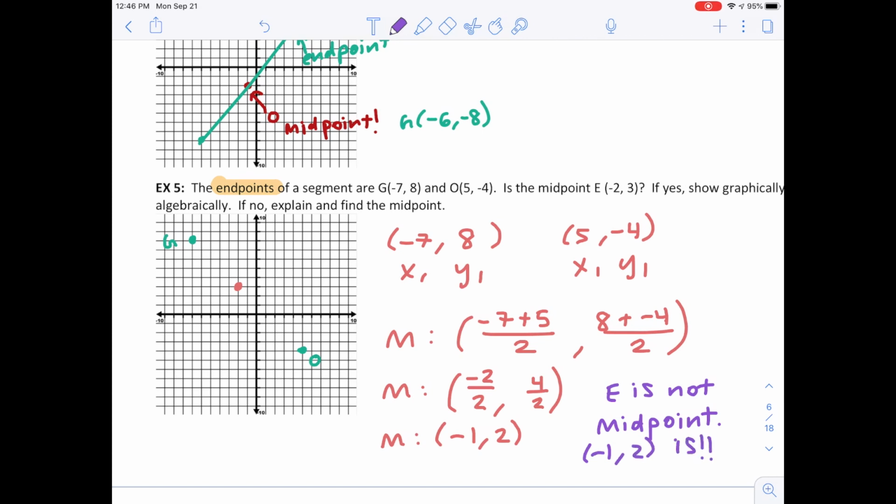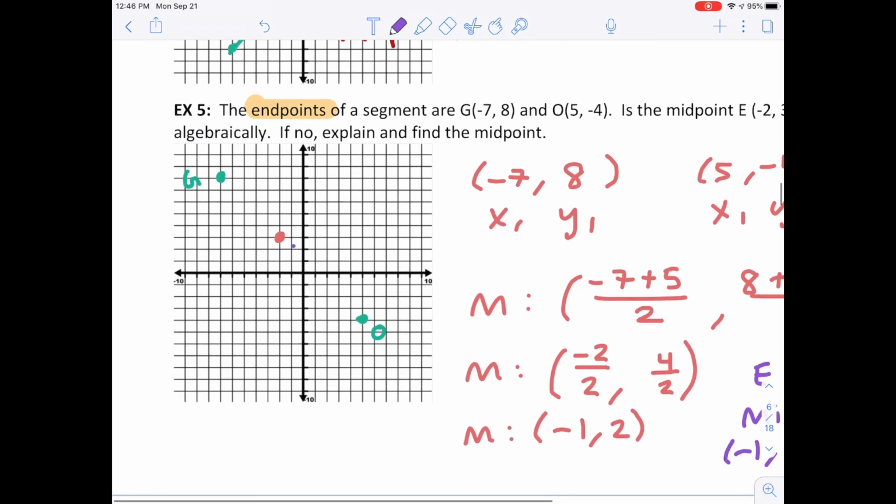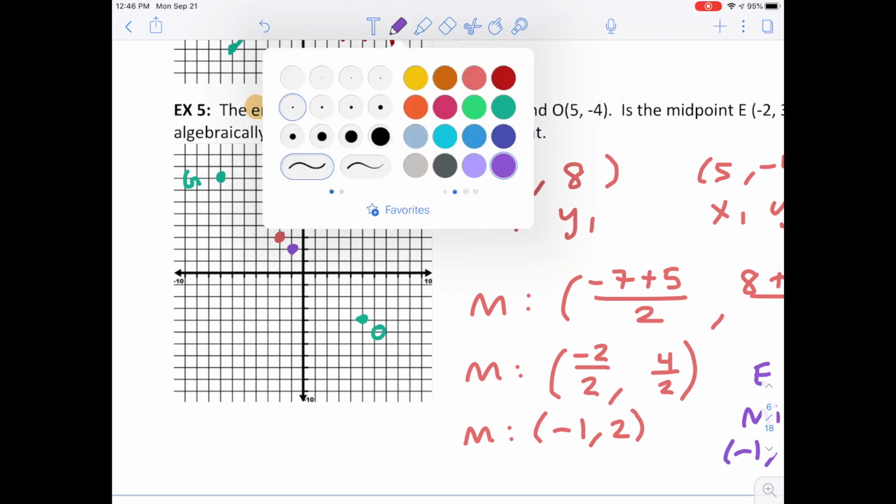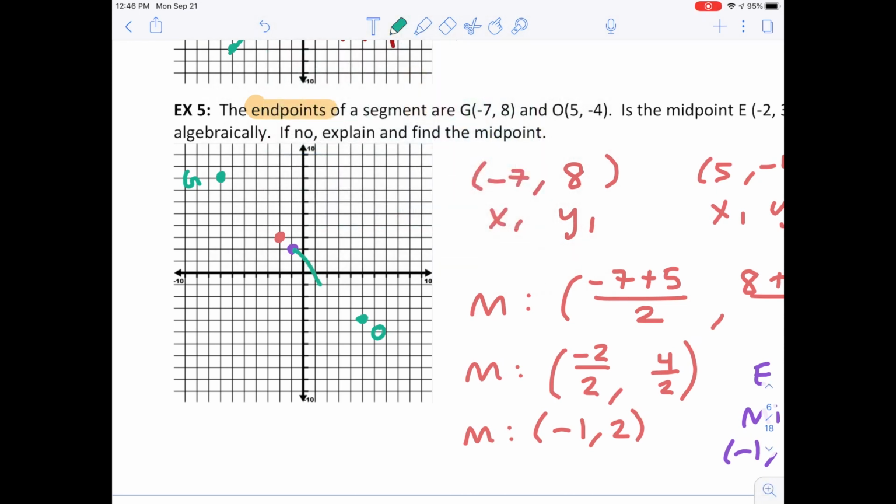And if you see, if I put negative 1, 2 on the graph, it does look like it's right in the middle of those two line segments. So it's halfway between G and O.